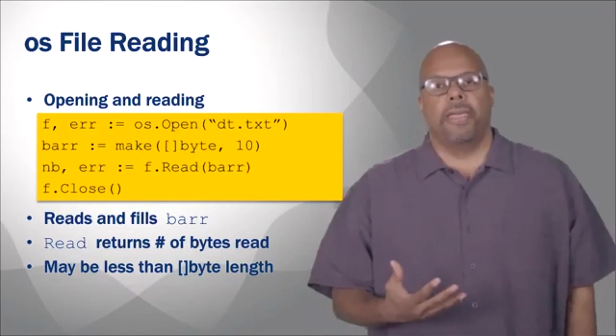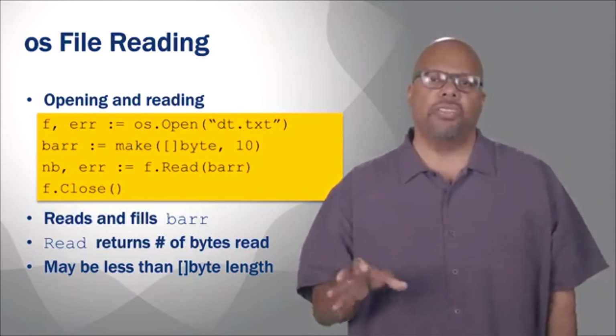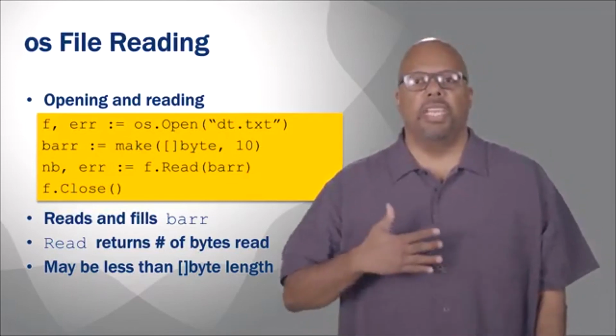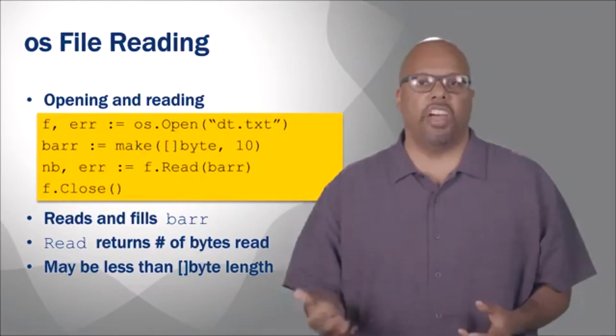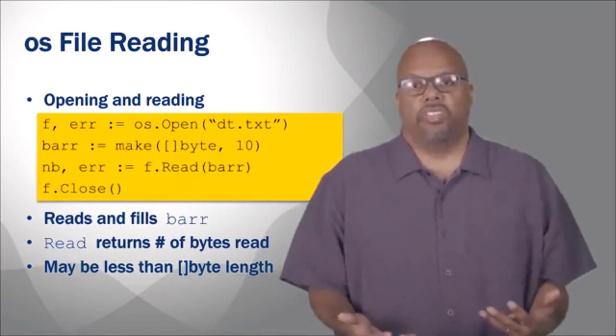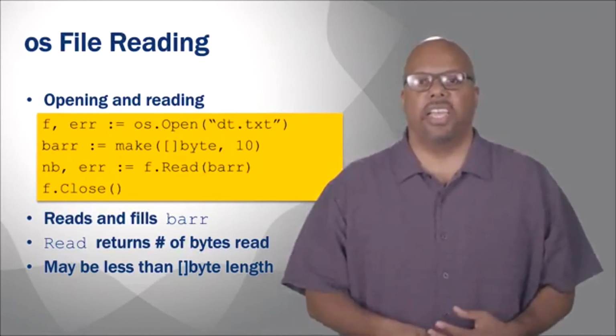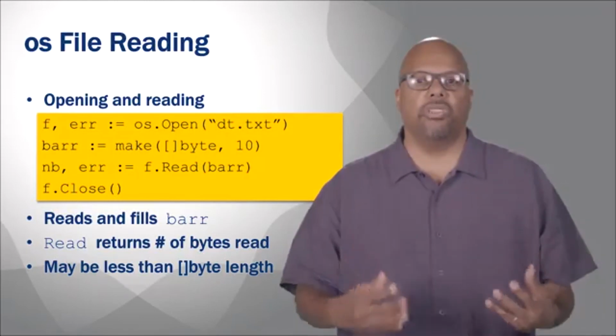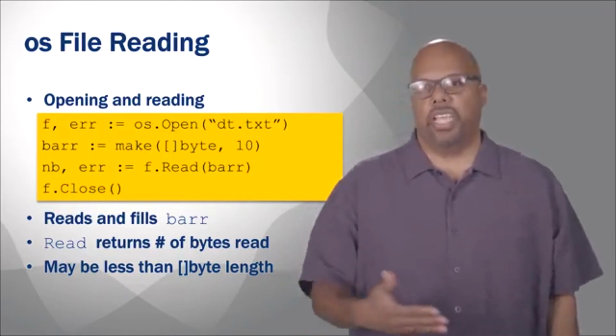Now sometimes the number of bytes should be equal to the size of the byte array, but it doesn't have to be. You can have what's called a short read. Maybe the byte array is size 10, but there are only 5 bytes left in the file, then you'll only read 5 out. So nb would equal 5 in that case. And then when you're done reading, you just call f.close, and it closes the file and resets the head for the next time.